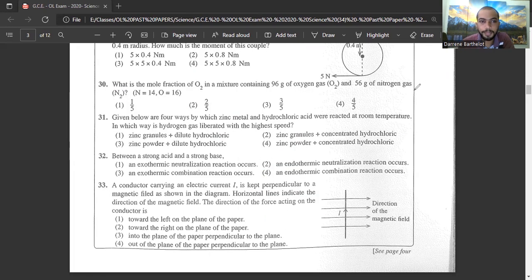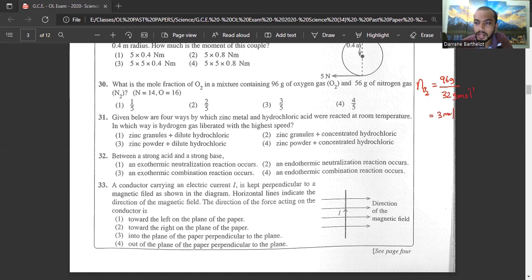Question number 30. What is the mole fraction of oxygen in a mixture containing 96 grams of oxygen gas and 56 grams of nitrogen gas? To find the mole fraction, first you have to find the number of moles of oxygen and the number of moles of nitrogen gas. So let's find the number of moles of oxygen. I write it as nO2. Here, for oxygen, you have 96 grams, divided by the molar mass. The molar mass of oxygen is 32 grams per mole.